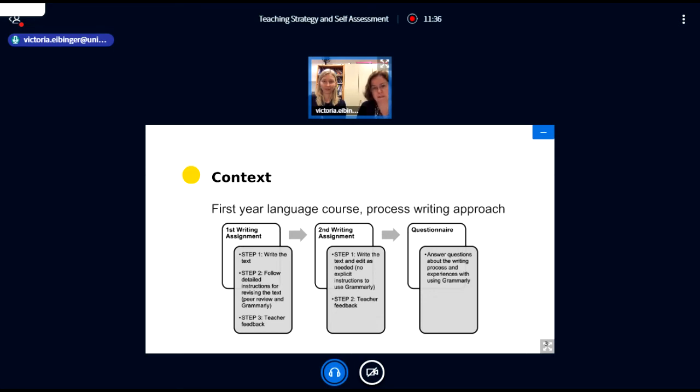For our project, we decided to include peer reviewing and Grammarly into this process. So what happened was that the students submitted a first draft of the first assignment. They received detailed instructions for peer reviewing and for using Grammarly to improve their text. And then they submitted this second draft for teacher feedback.